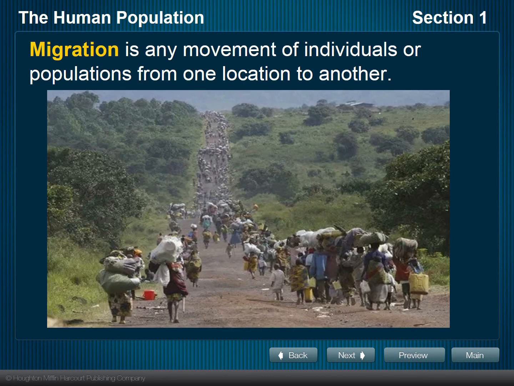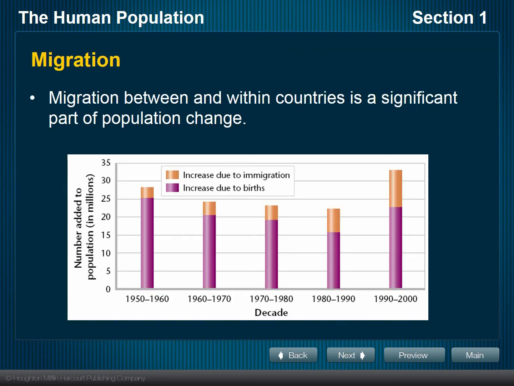Migration in general is any movement of individuals or populations from one location to another. Movement into an area is immigration, and movement out of an area is emigration. Immigration is one reason why populations of many developed countries are increasing. This graph shows how migration between and within countries is a significant part of population change.